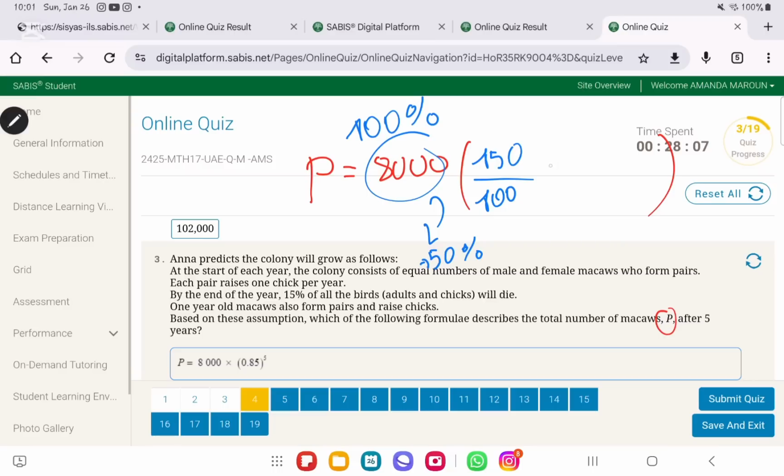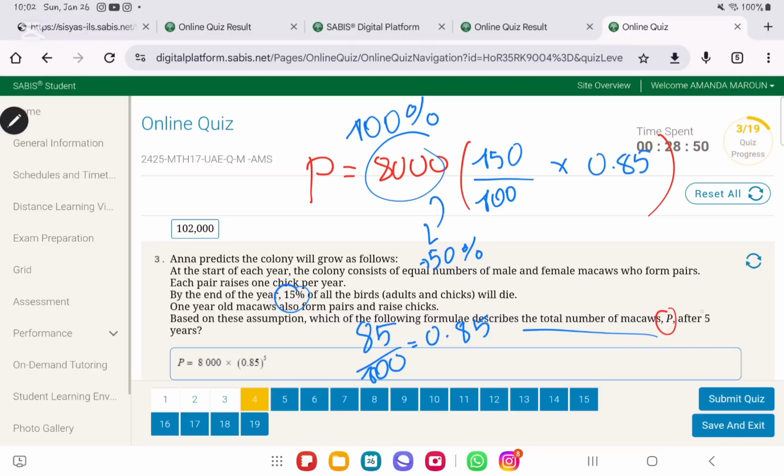Okay? And then we are going to multiply it by the number of chicks. Here they said 15% die. So if you want, we could multiply it by the number of chicks that survived instead of the number of chicks that died. Because they are looking for what? For the number of chicks that survive, or the total number of macaws. So it's going to be 150 divided by 100 times the number of chicks that survived. You can do it by 1 minus 15 over 100, or 100 minus 15. You are going to get 85%, which is 85 over 100, which is 0.85.